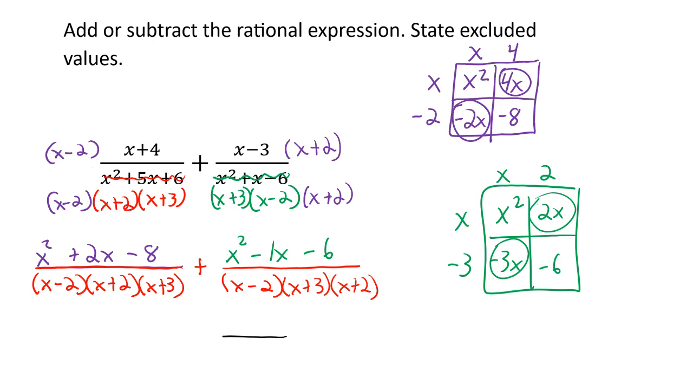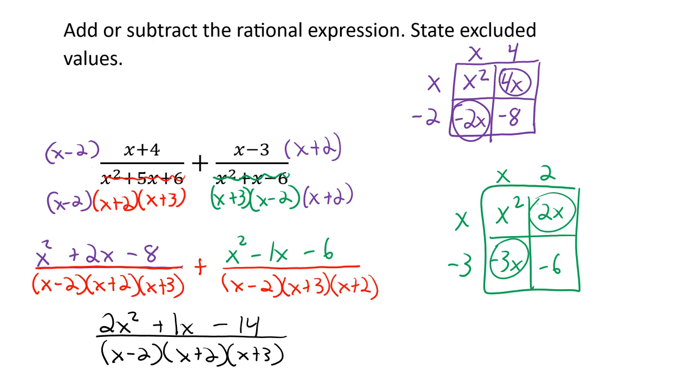Now I can go ahead and add my two fractions together. And in the numerators, I'm going to combine like terms. So x squared plus x squared is 2x squared. 2x, take away 1x is 1x. -8 minus 6 more is -14.